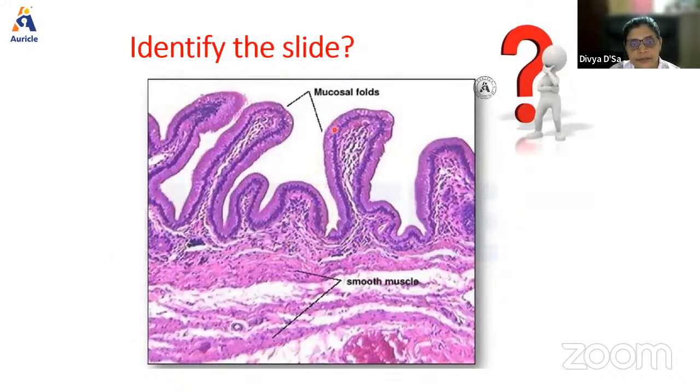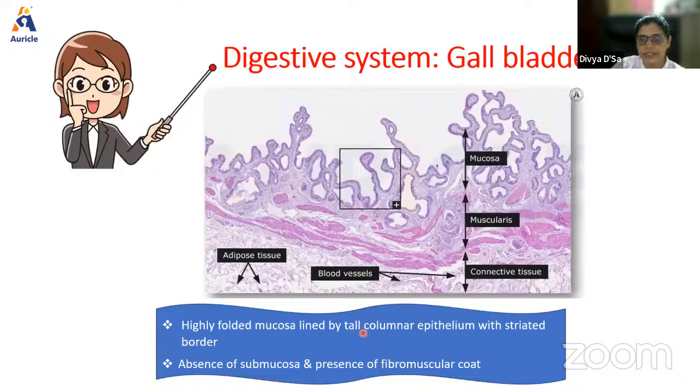And this slide, okay, here we are seeing foldings like this, which are lined by tall columnar cells. The columnar cells are very tall. And here we are not seeing the submucosa. Instead, we are seeing smooth muscle and fibrous tissue. So when we see that, we have to identify it as gallbladder. These mucosal folds, when we take a section, give a honeycomb appearance. They are lined by tall columnar epithelium cells, and there is absence of submucosa.